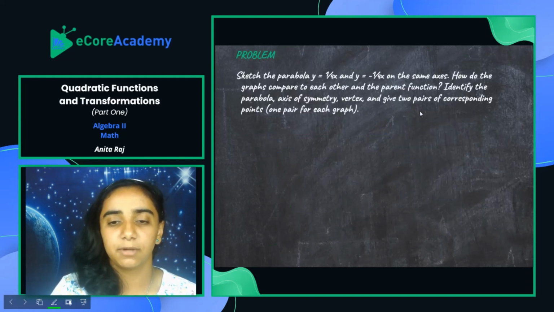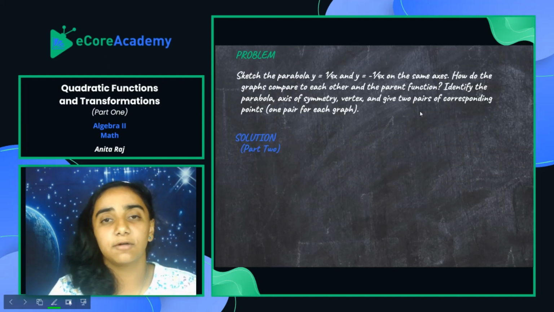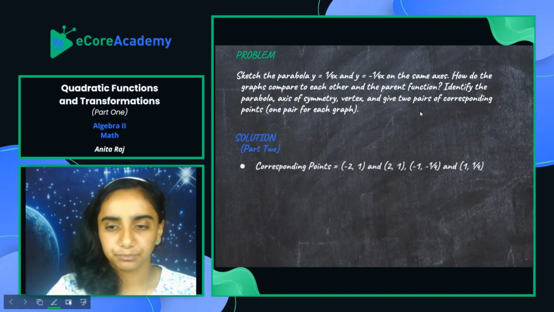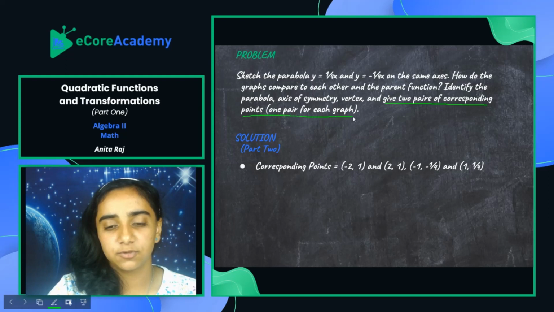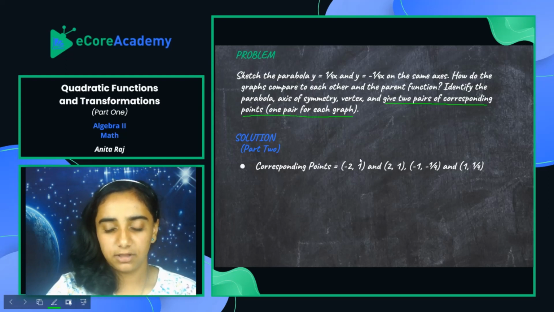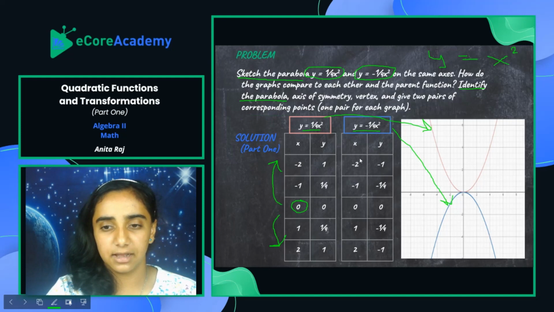So I just rewrote the problem up here so we can see it. Let's talk about the solution part 2. The first thing I did was I gave 2 pairs of corresponding points, 1 pair for each graph. So what do I mean by corresponding points? Well, if we go to the previous slide, what do we mean by corresponding points?